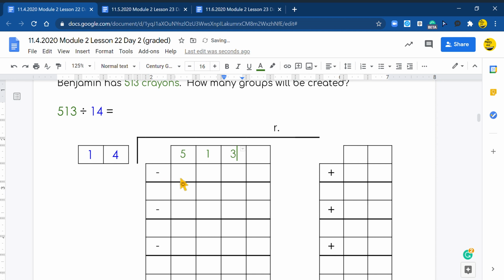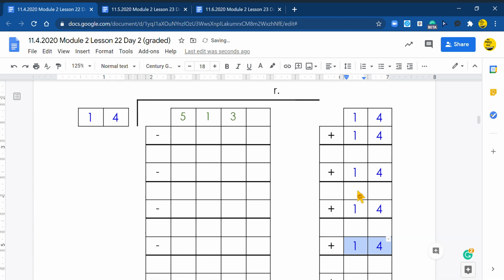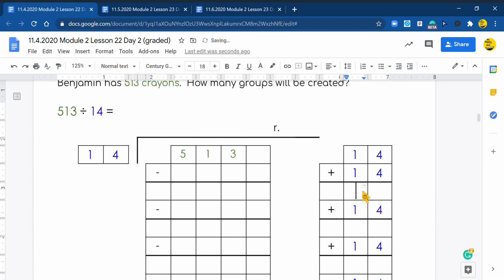So now my next step is to do my repeated addition. I'm going to take my 14 right here. I'm going to do Control C to copy it. Come right over here and do Control V to paste it. And then just go straight down doing Control V to get all my 14s in. And I think I want one more because I always do everything in 5s. I don't know why, it's just how I was taught.